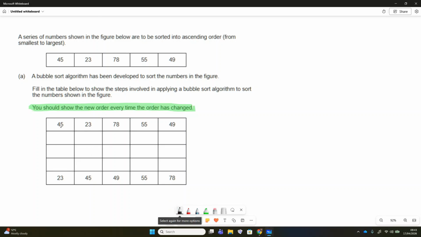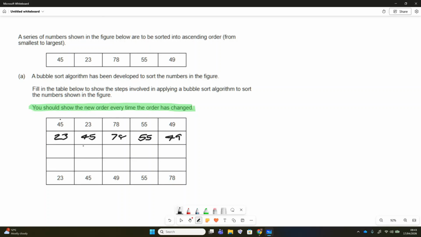But the bubble sort, as you hopefully know, starts on the left hand side here, and it will compare the first two numbers, or the first two items, and it will change them around if they're not in order. So 23 is less than 45. So we're going to write those numbers in. The other ones, we're just going to write in as they are, like this. Just keep writing them in like that.